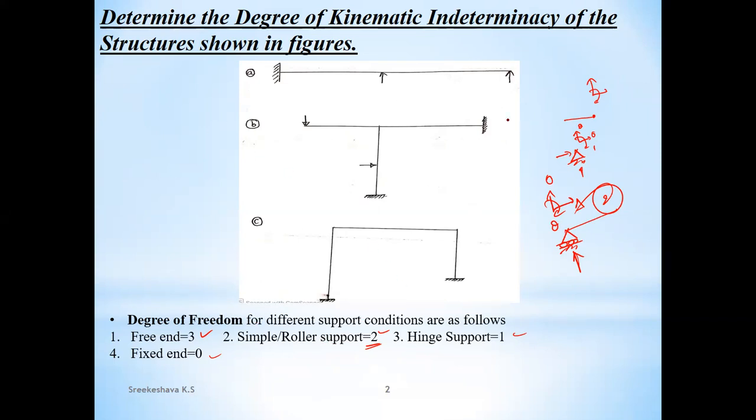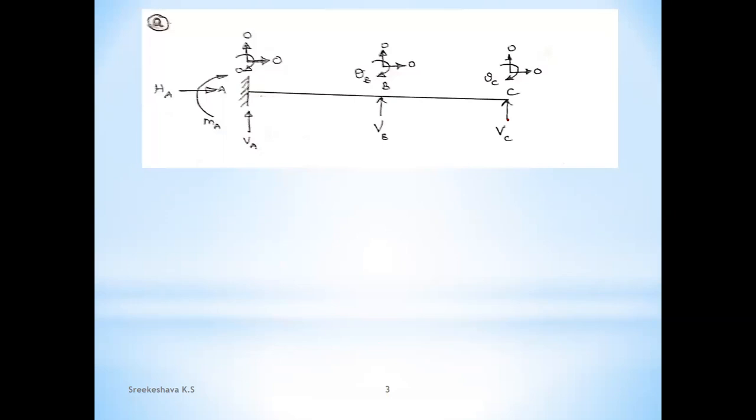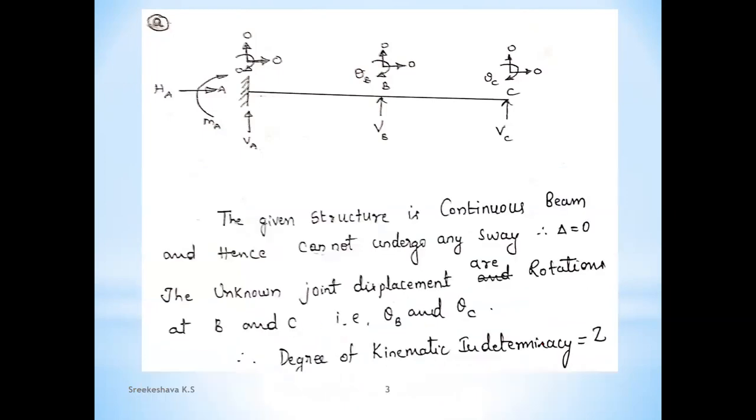But if you come to the entire beam, then it is axially rigid. We ignore the axial deformation. Okay. See, here, how many displacements? Theta B, theta C. What is the kinematic indeterminacy? 2. But why is it ignored? Because of this fixity, and we are assuming that it is axially rigid, because this length is large. And here we are having fixed support.